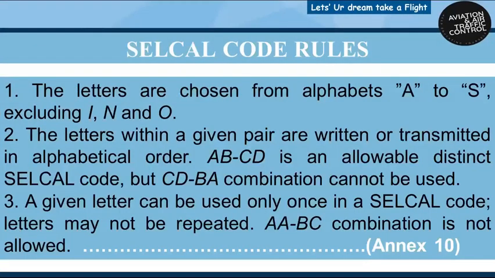Selcal code rules. The letters are chosen from the alphabet A to S, excluding I, N, and O. The letters within a given pair are written or transmitted in alphabetical order. A, B, C, D is an allowable distinct Selcal code, but a C, D, B, A combination cannot be used. A given letter can be used only once in a Selcal code. Letters may not be repeated. An AA, BC combination is not allowed.